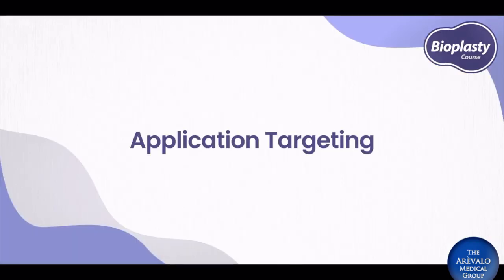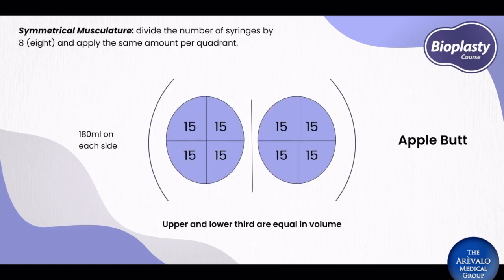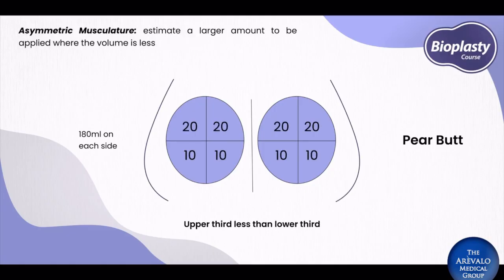Now for the practical part, defining quantities of syringes per quadrant, based on the different volumes and formats present in the gluteus. In a symmetrical musculature, we divide the number of syringes by 8 and apply the same amount per quadrant. For an asymmetrical musculature, with a difference between the upper and lower thirds, a larger amount is to be applied where the volume is smaller. This also applies to cases of ptosis, where the upper quadrants need more projection for muscle repositioning. This is based on common sense and experience. This amount on average ranges from 2 to 5 syringes.